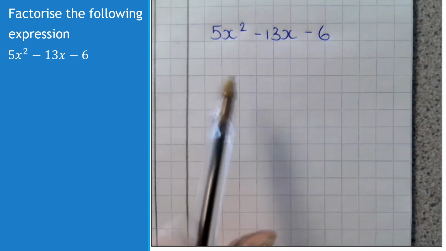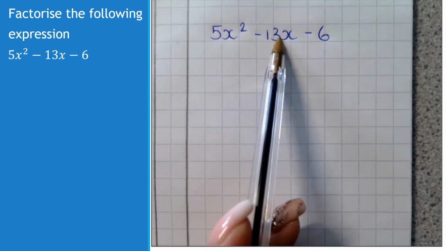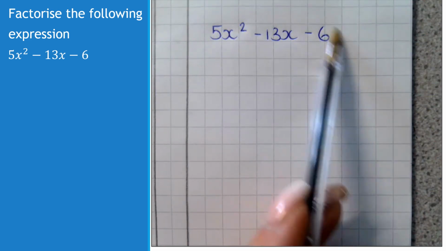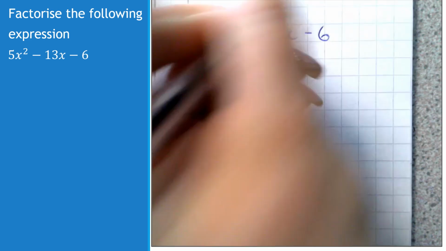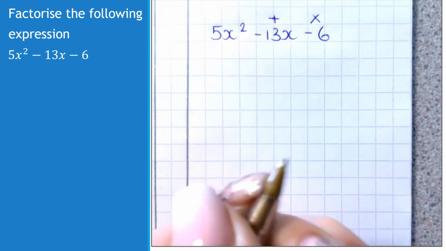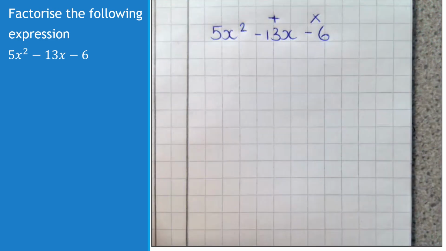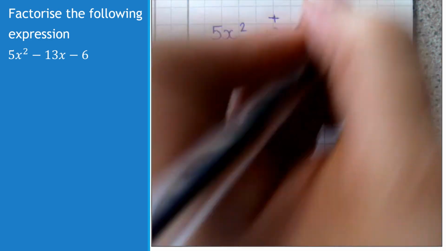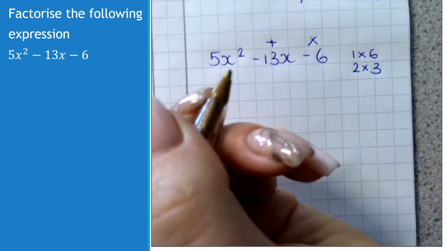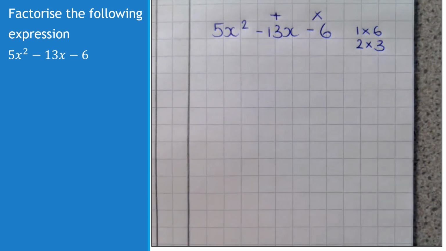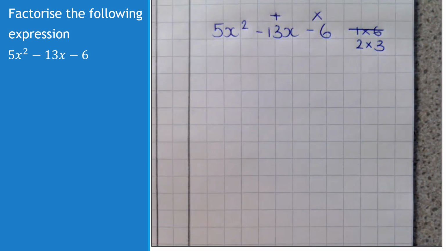So another example for you, so we've got 5x squared minus 13x minus 6. So although we've still got a negative number here on the end, we're going to have a negative value here as well. So we're still looking for two numbers that add to make negative 13 and then multiply to give us negative 6. So again, I'm going to write out my factors of 6. So I've got 1 and 6, and then 2 and 3. So I'm going to look at my factor pairs, and already I'm going to eliminate 1 and 6 because I'm not going to multiply them by 5, and there's no way that I'm going to be able to make 13 with the numbers that I've got.